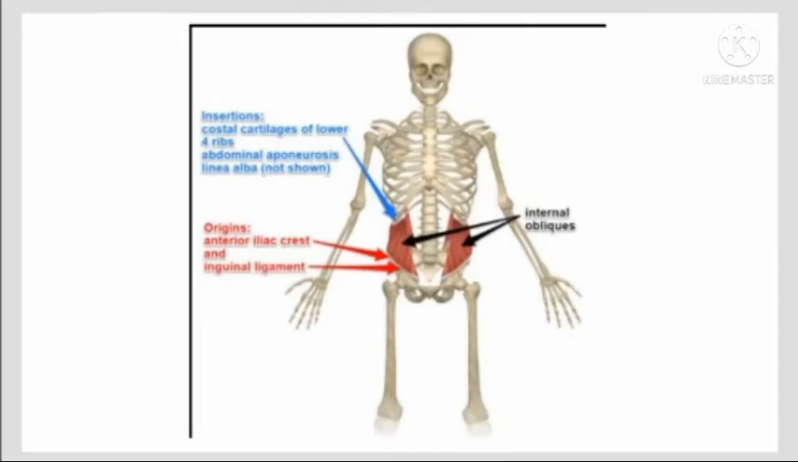Nerve supply, lower 6 thoracic nerves and the first lumbar nerve. In this picture you can see the origin of the internal oblique muscle is in the anterior iliac crest and inguinal ligament. Insertion of this muscle is in the lower 4 ribs and the abdominal aponeurosis. This muscle runs upward, forward and medially.